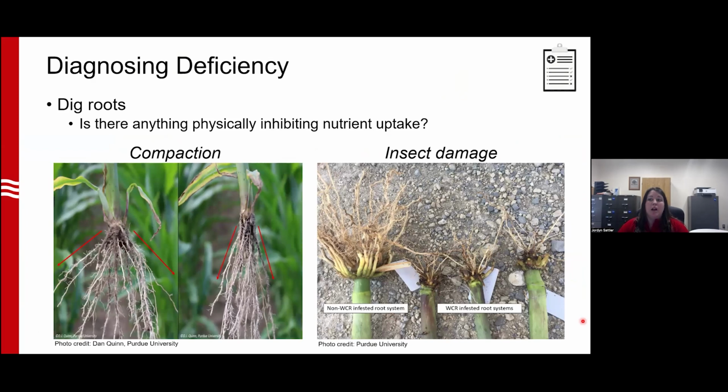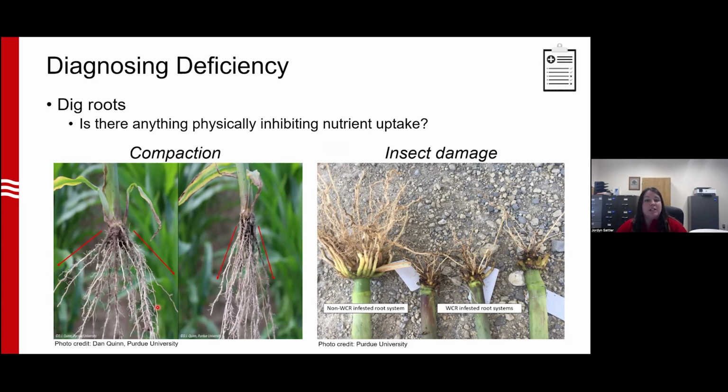Sometimes it's a matter of something else physically preventing nutrients from being taken up by the plant. So while we're in the field, we need to do some digging, pun intended, to see if we can rule out any of these other factors. Anything that's limiting roots from exploring the soil is limiting the plant from taking up nutrients.